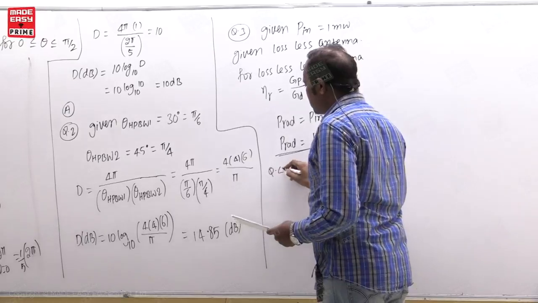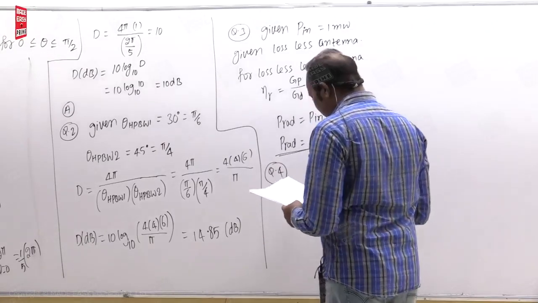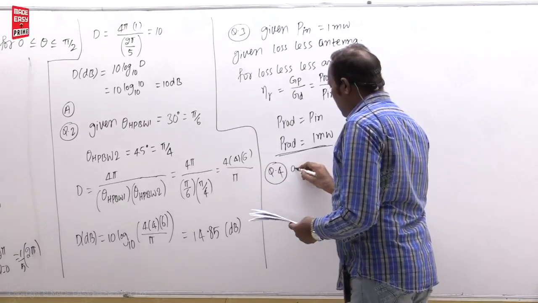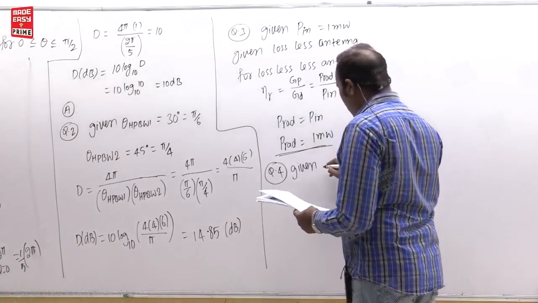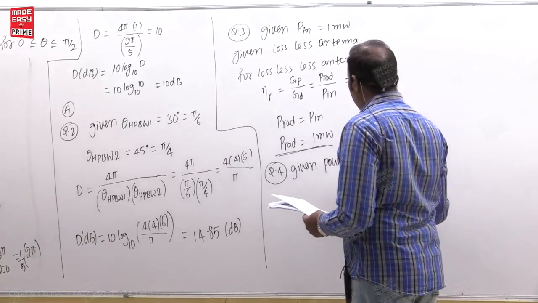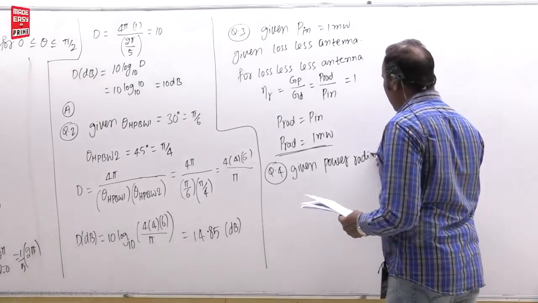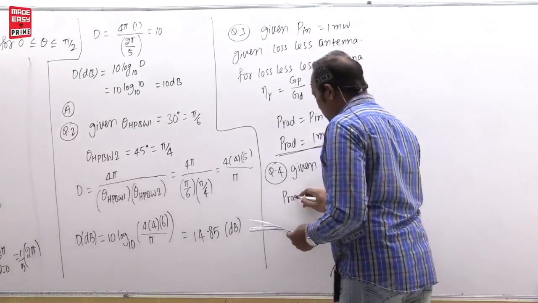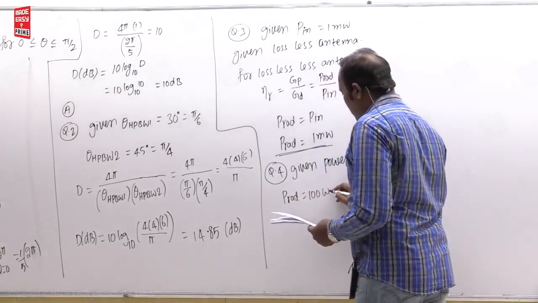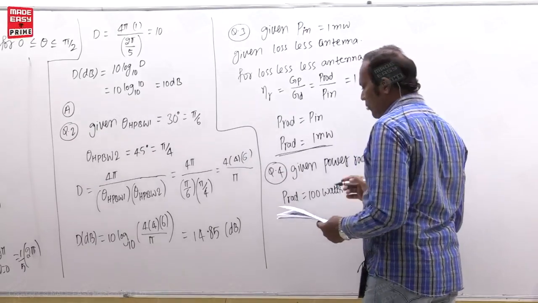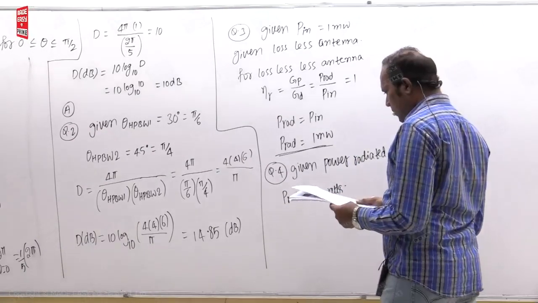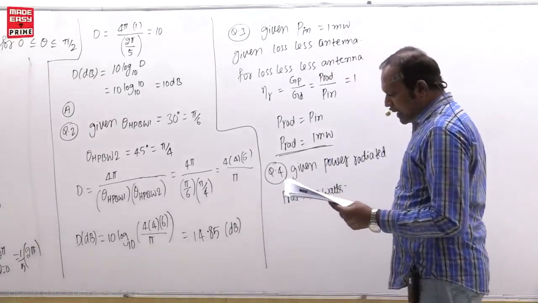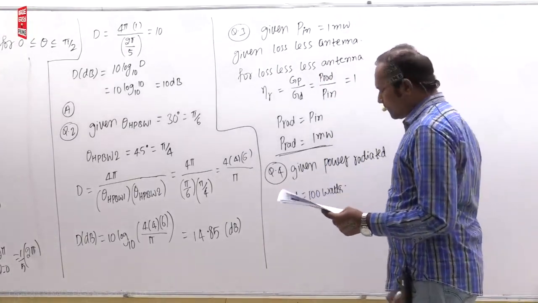Now question number 4. Here the power radiated is given as 100 watts. Read the formulas carefully in the notebook so that you can solve all the questions. 100 watts. Now he is asking for the power radiated per unit solid angle.